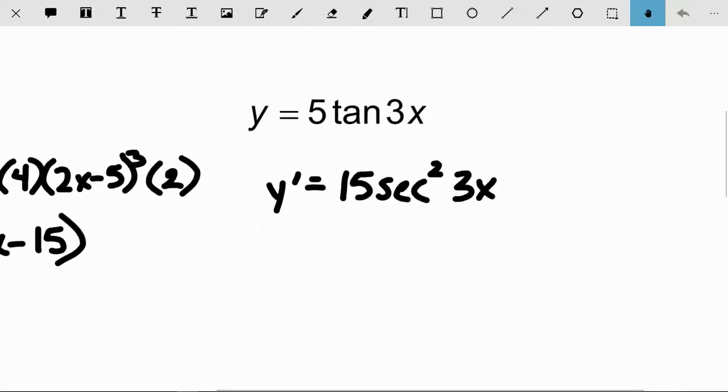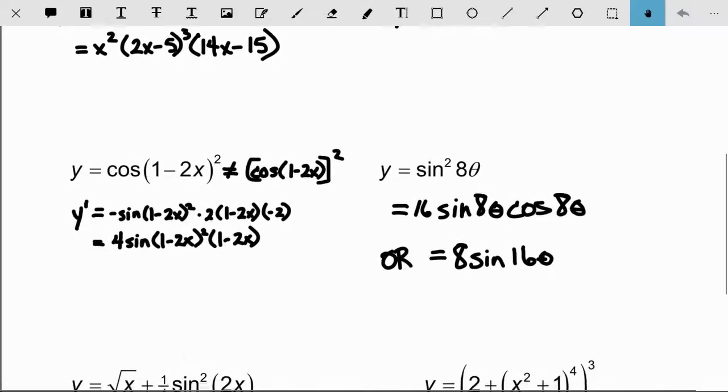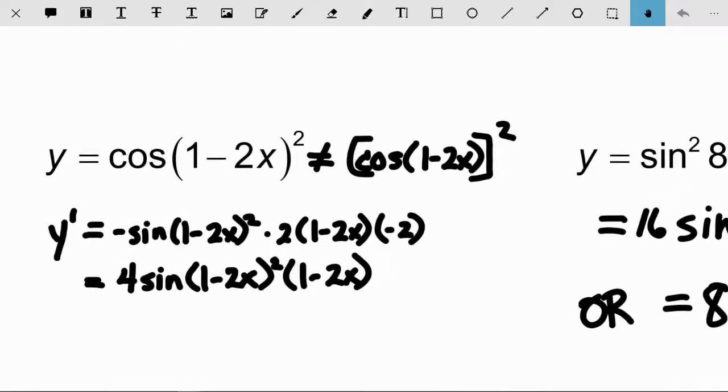This one, 5 tangent 3x, is pretty straightforward. Just remember, after you take the derivative of tangent, don't forget to take the derivative of the 3x. So this one says cosine of (1 minus 2x) squared.